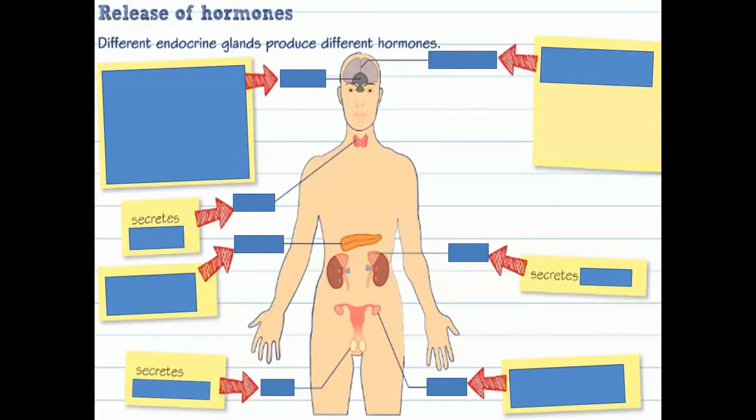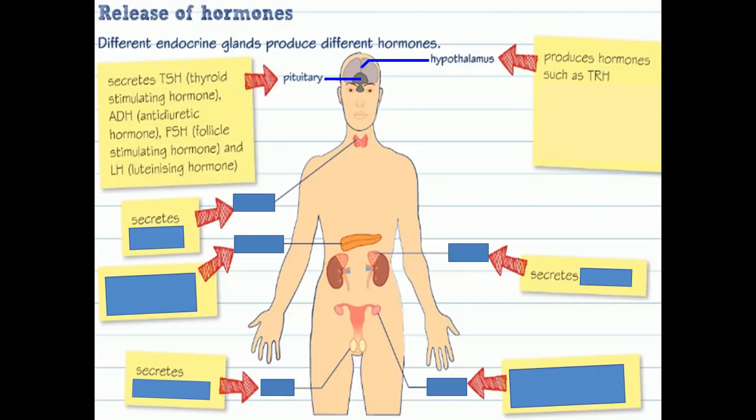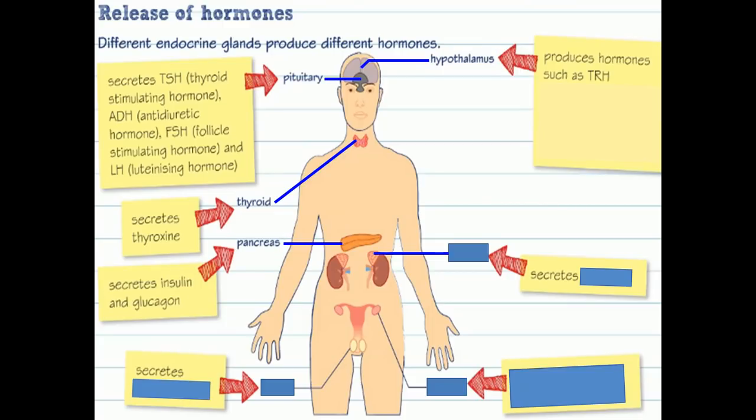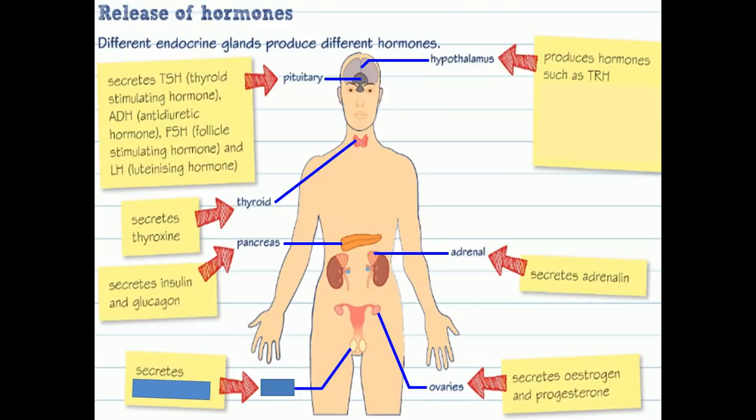Different endocrine glands produce different hormones. So these are the endocrine glands and hormones that you have to understand. The hypothalamus secretes TRH. The pituitary gland secretes TSH, ADH, FSH and LH. The thyroid gland secretes thyroxine. The pancreas secretes both insulin and glucagon. The adrenal gland secretes adrenaline. The ovaries secrete estrogen and progesterone. And the testes secrete testosterone.